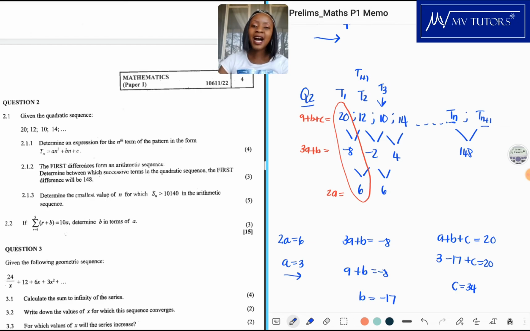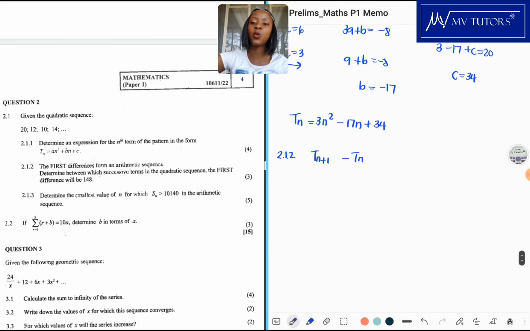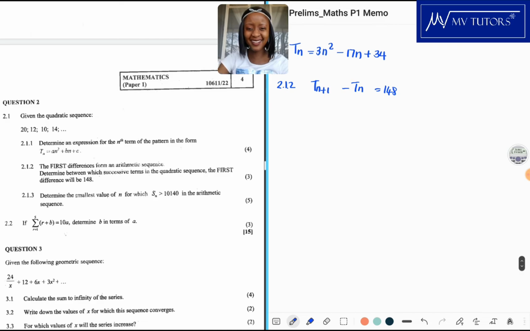So normally, how do I get this 148? How did we get this 4? We said 14 minus 10, then we got 4. So we're going to do the same concept. We will say tn plus 1 minus tn will give us 148. This is what this question is asking. So, 3 marks. I feel like it's a lot of work for 3 marks, but let's work.